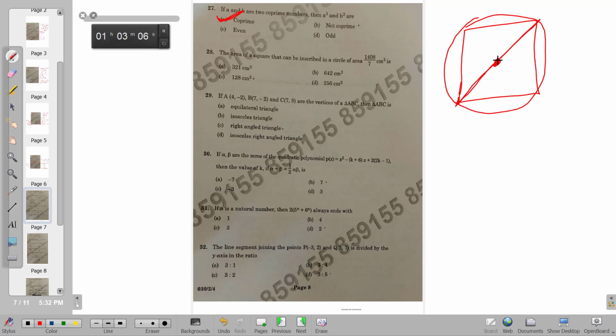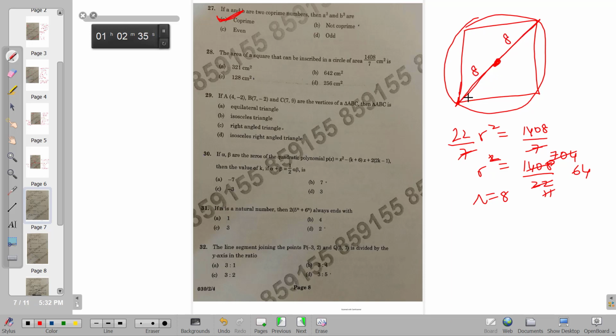In this case, pi r square, 22 by 7 into r square is 1408 by 7. That means r square is equal to 1408 by 22. This is 2 times 11, and here you have 2 times 704. And this would become 64. So r is equal to 8. This is 8, this is 8. So the total diagonal of the square is 16.